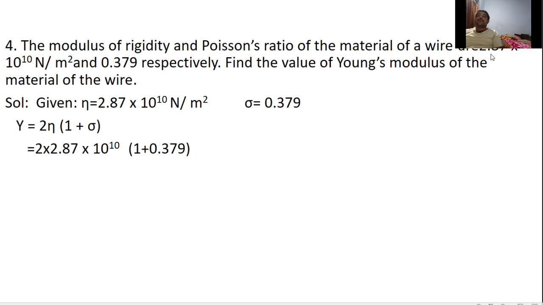In the next problem, the modulus of rigidity and Poisson's ratio of the material of the wire are 2.87 into 10 to the power 10 Newton per meter square and 0.379 respectively. Find the value of Young's modulus of the material of the wire.